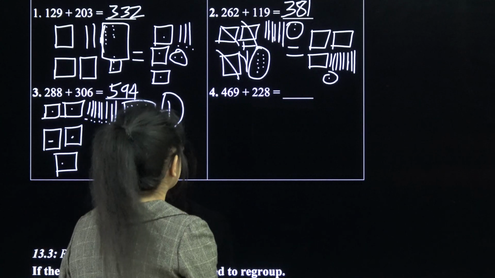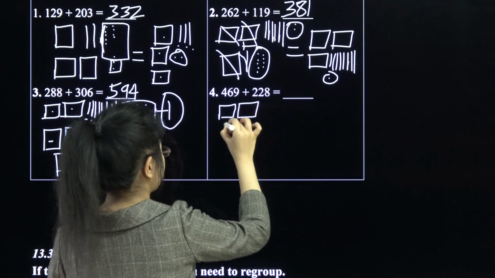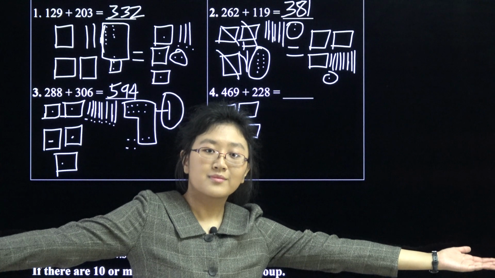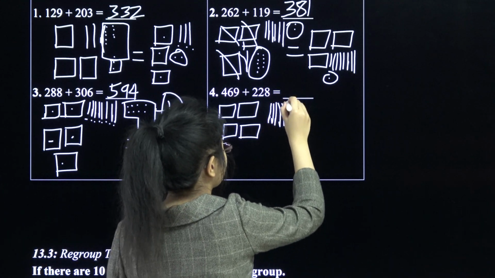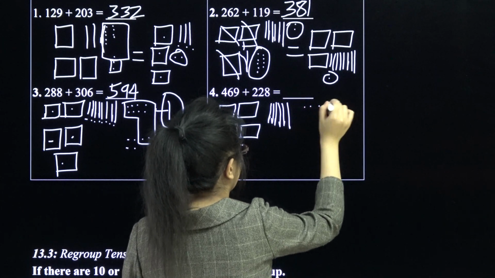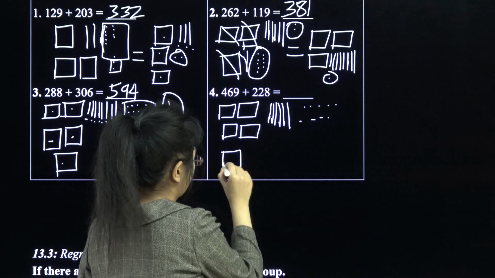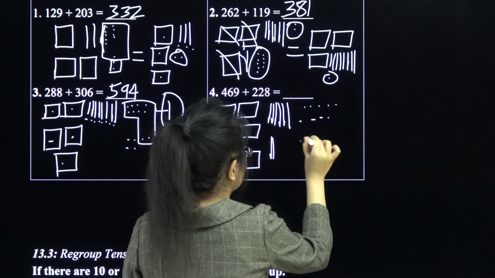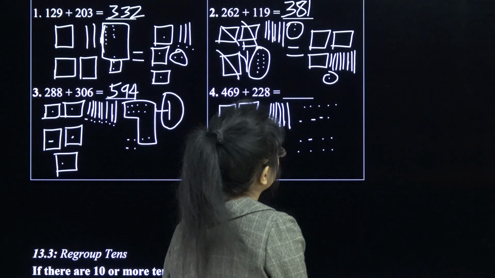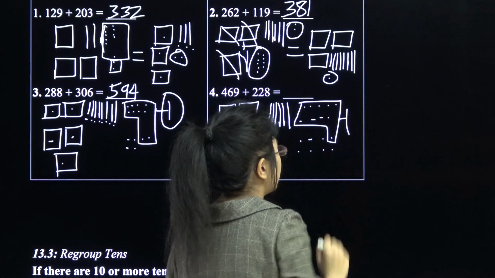Now we are on the last question of this section. 469 plus 228. Well, 4 hundreds is 4 hundreds. 60 is how many tens? 6. 1, 2, 3, 4, 5, 6. And 9 is 9 ones. Then it's 228. 200 is 2 hundreds. 20 is 2 tens. 8 is 8 ones. What's 9 plus 8? 17. Now, 17 is 1 ten and 7 ones. So this 10 would make an extra 10 block.